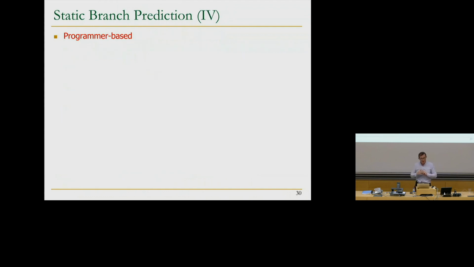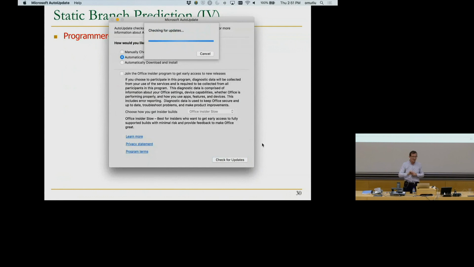Okay, there's another approach. This is programmer based. This is very similar to what the compiler does. Compiler says this is the likely, if I have a branch, I'm predicting that it's going to be likely taken or likely not taken.